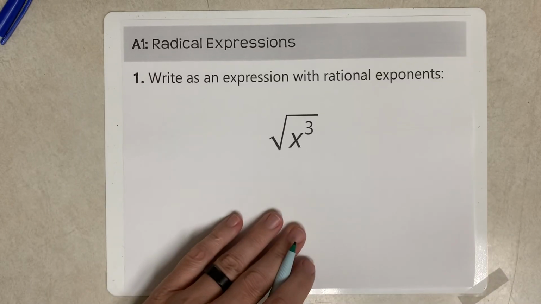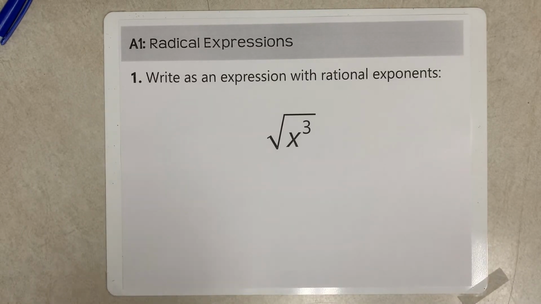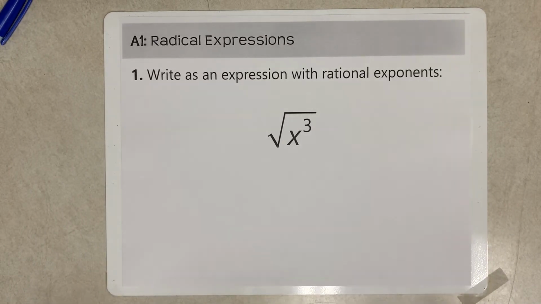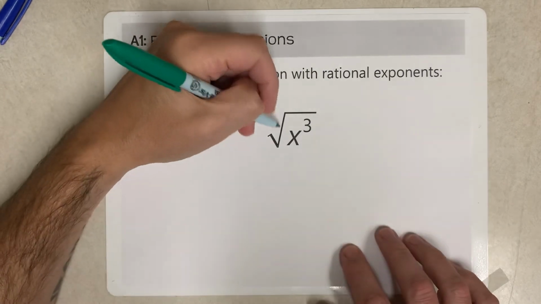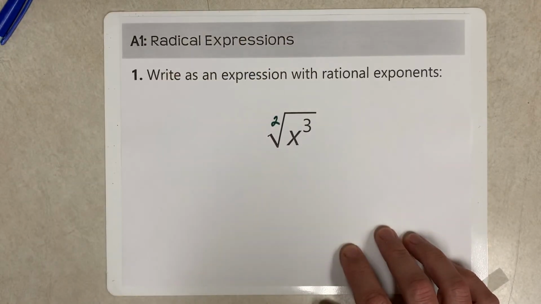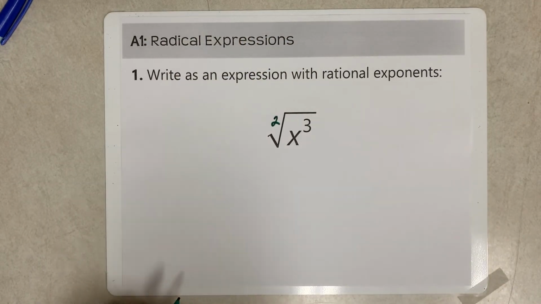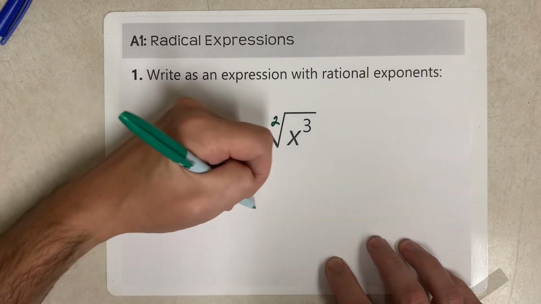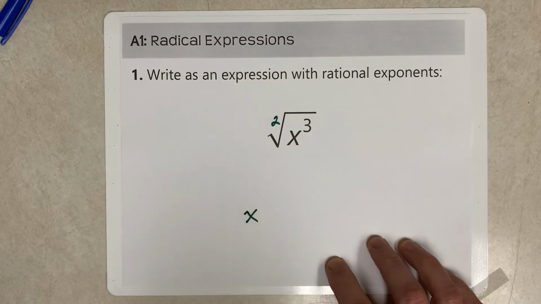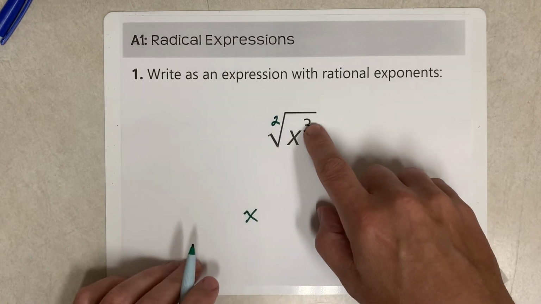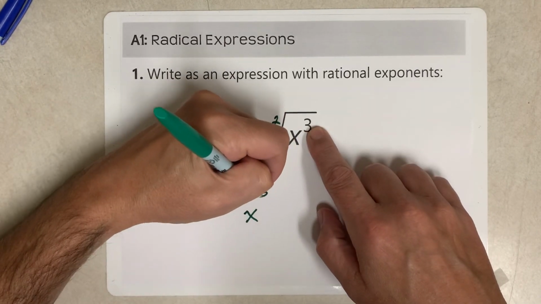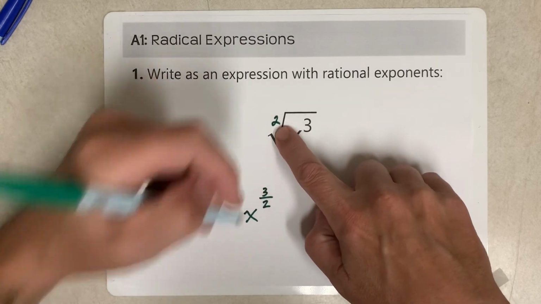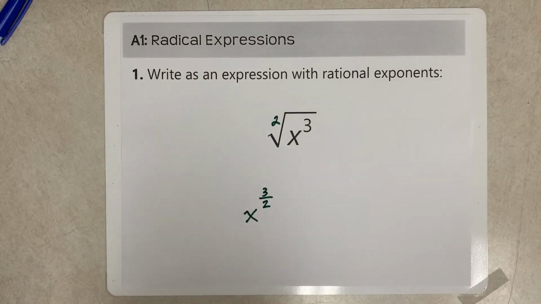Okay, so now we have some radical expressions we need to write as a rational exponent. So remember, if this is a square root, the index is 2. So we have the square root of x cubed. So what would that be? So the x is going to be our variable, that's our base. The 3 is going to be the numerator. The 2 is the denominator. And we're done. That's it.